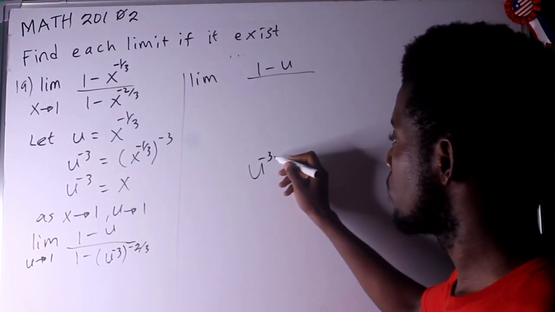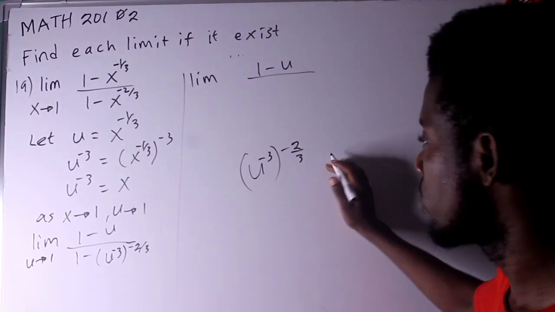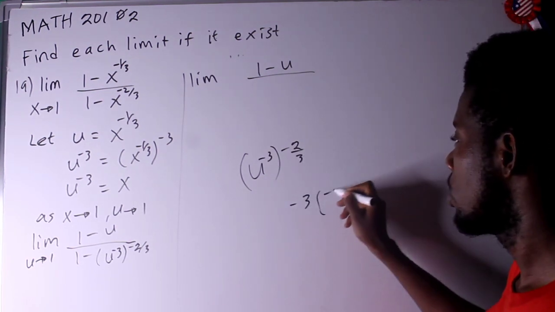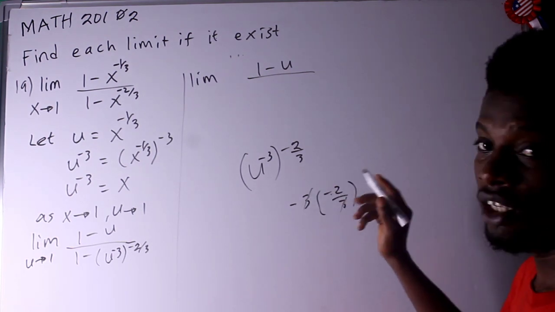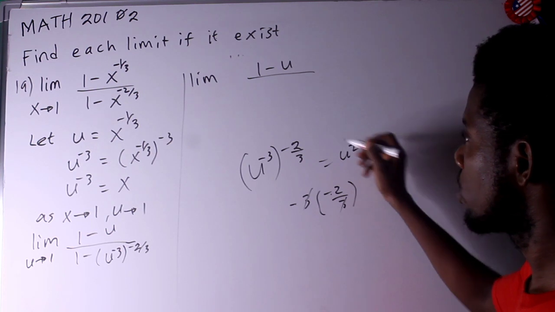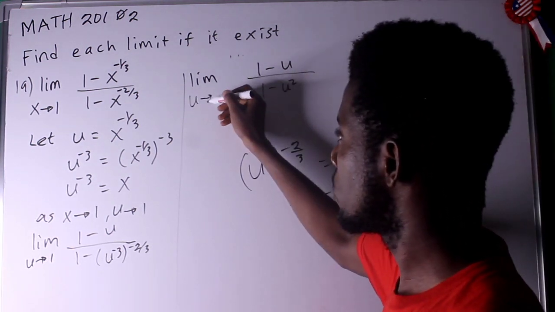u raised to the power of negative 3, raised to the power of negative 2 over 3. You have to multiply the two powers. So you multiply negative 3 by negative 2 over 3. The 3 and 3 cancel out, negative and negative is positive. So the entire thing becomes u squared. So in the denominator I have 1 minus u squared, as u approaches 1.